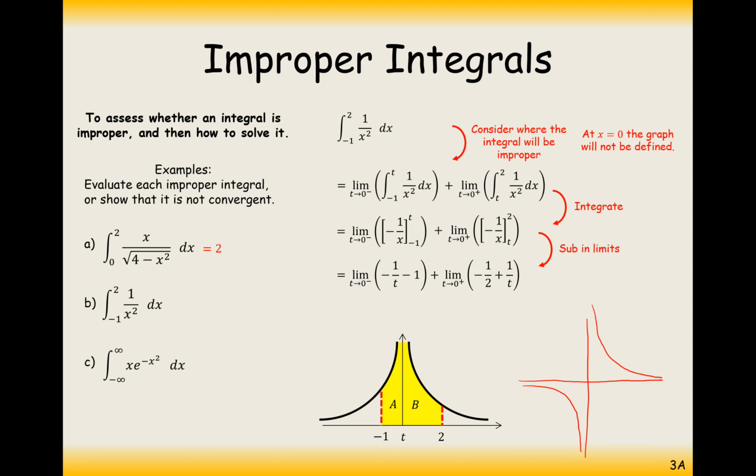So the answer to this question is that it does not converge. It is divergent. There's no answer to this question. It will tend towards infinity, so this area in between minus 1 and 2 on the 1 over x squared graph will not be something convergent, it will become infinity. So it does not converge.